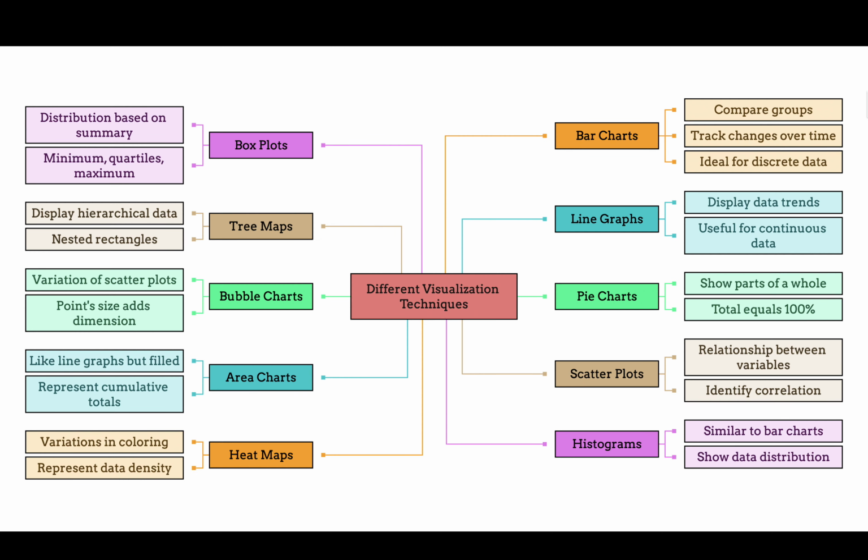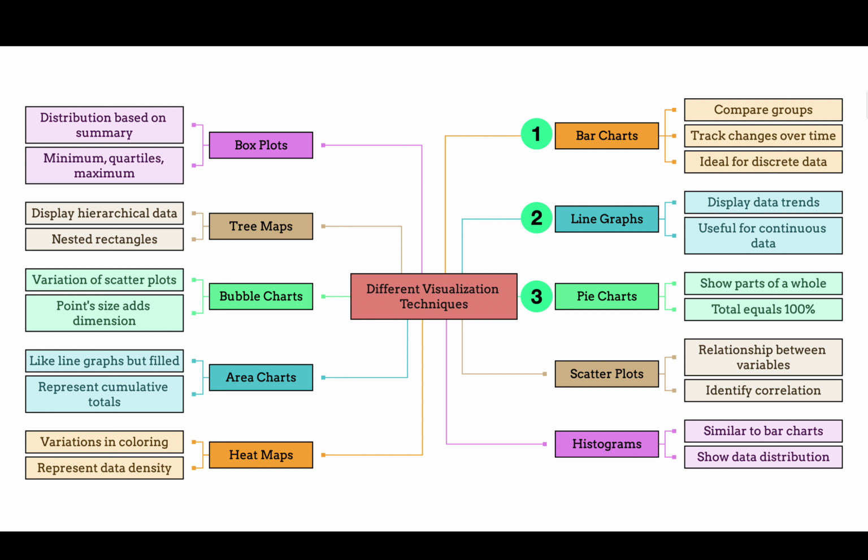Different visualization techniques. 1. Bar charts, useful for comparing different groups or tracking changes over time. Ideal for discrete data categories. 2. Line graphs, best for displaying data trends over time. Useful in showing continuous data, such as stock market trends or temperature changes.